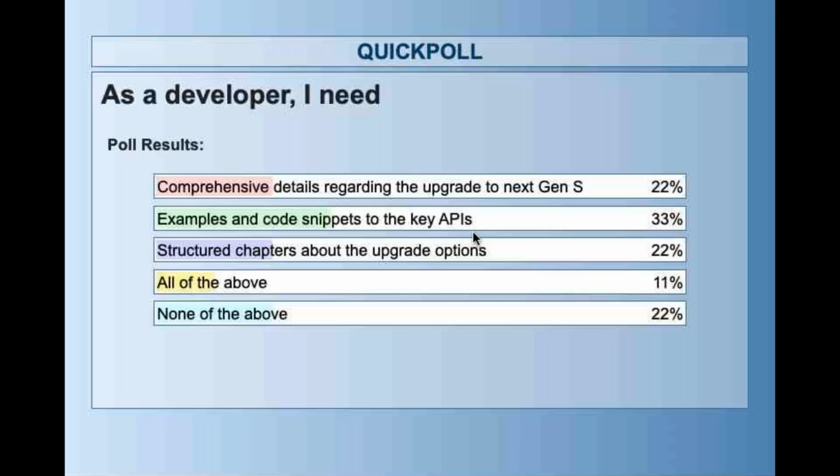So as you can see, for most people, 33% want examples and code snippets for the key APIs, and 22% each are interested in comprehensive details and structured chapters. Some people chose all of the above, and some chose none of the above. So it would be interesting to know more about that. And with that, I give back to you, Rajesh.